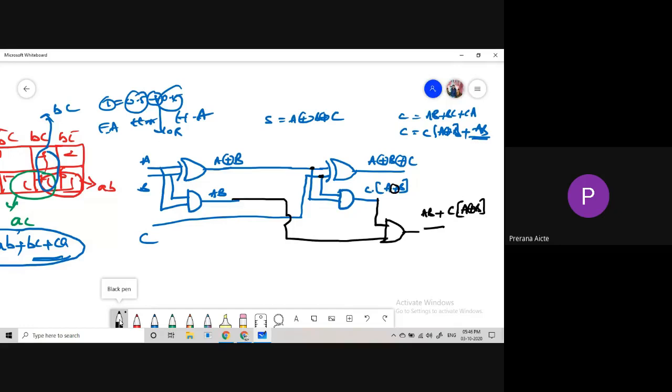Based on this, we are constructing the full adder and half adder circuits. Okay?